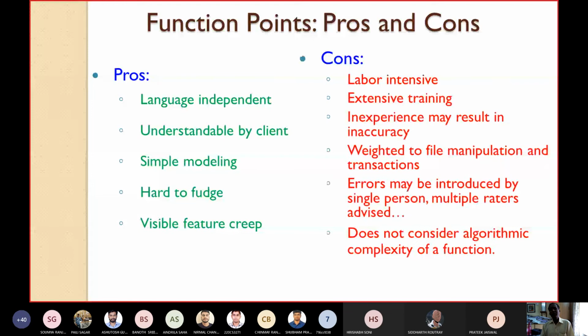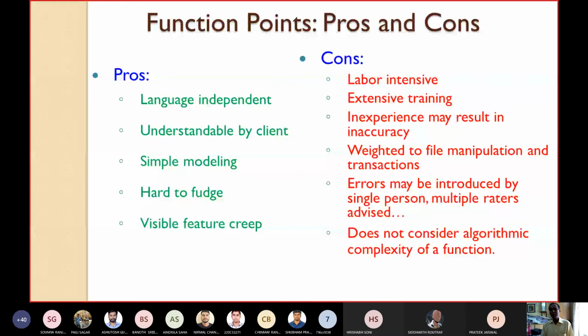The drawbacks are as follows. They are quite labor intensive. In order to compute them, it will be quite labor intensive. They require extensive training. Inexperience, as you have already told you, in some cases is subjective. So there actually you require high experience, previous experience. So inexperience may result in inaccuracy of the estimation, weighted to file manipulation and transactions. The errors may be introduced by a single person. So multiple raters are advised. As you have already told you, it will vary from person to person, may vary in some cases. So that's why multiple raters are advised.